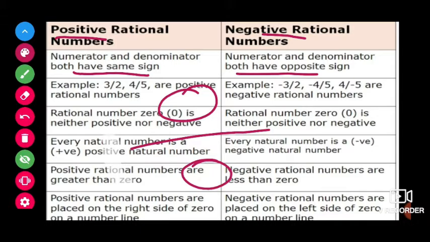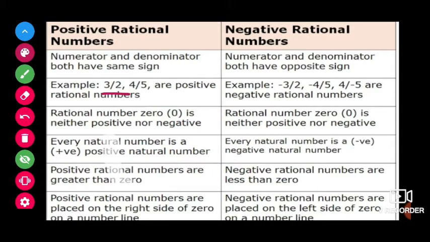Next one, here we can see in the example 3 by 2 and 4 by 5 are positive, and minus 3 by 2 and minus 4 by 5. Here we can observe only one has the negative sign, so the entire number is considered negative. Next, 0 is also among the rational numbers, but we do not consider 0 as either negative or positive.